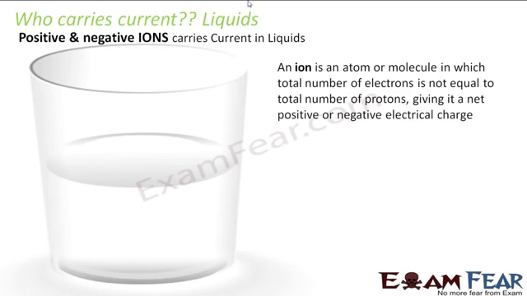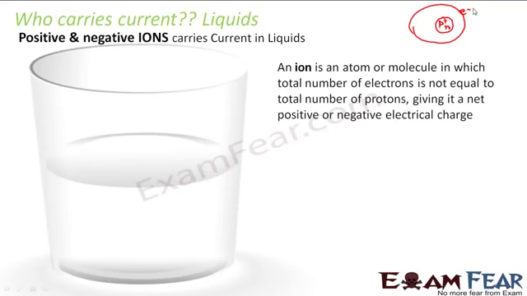Now what are these ions? Ions are something in which the total number of electrons is not equal to the total number of protons. When you look at the structure of the atom, it has a nucleus which has protons and neutrons, and it has electrons which are revolving around it. Protons are positively charged, electrons are negatively charged, and neutrons are neutral. When the number of protons is equal to the number of electrons, the number of positively charged particles is equal to the number of negatively charged particles. In that case, the net charge on the atom would be 0.